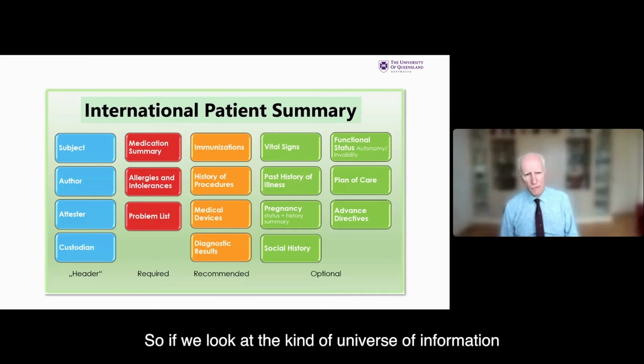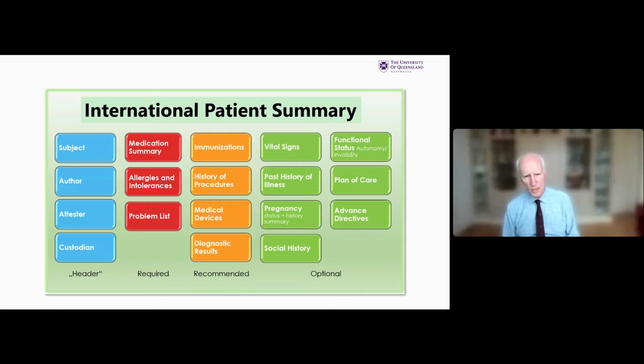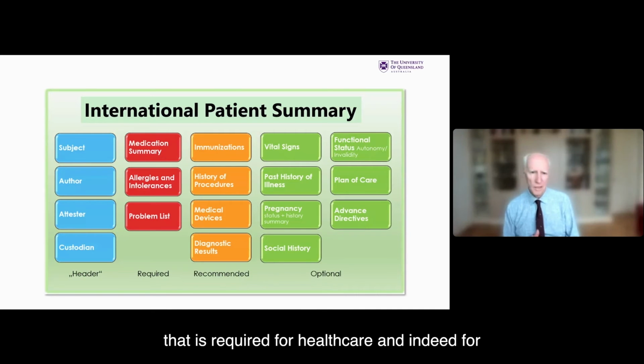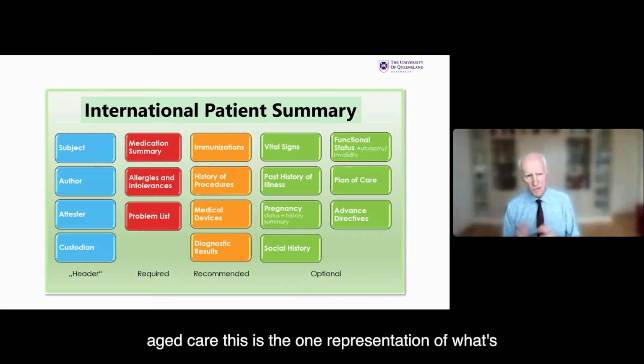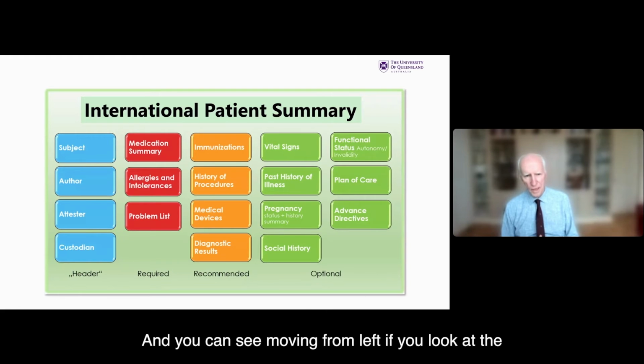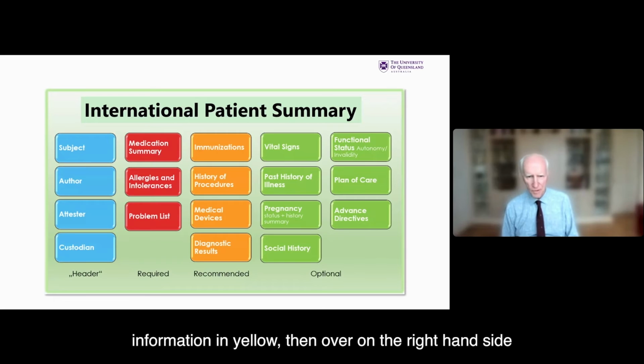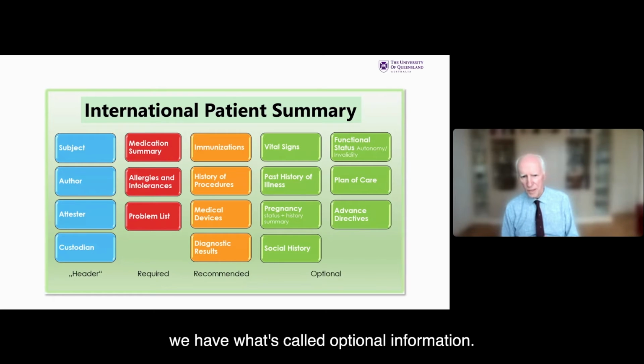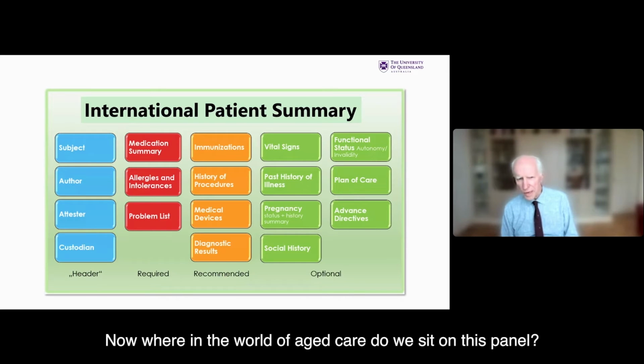So if we look at the kind of universe of information that is required for healthcare and indeed for aged care, this is one representation of what's needed, the International Patient Summary. And you can see moving from left, look at the red boxes, required information, recommended information in yellow. Then over on the right-hand side, we have what's called optional information. Now, where in the world of aged care do we sit on this panel?